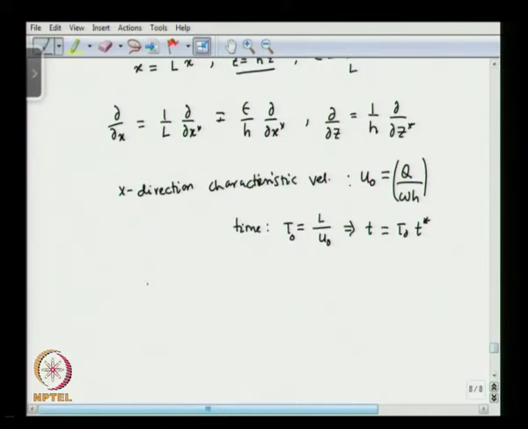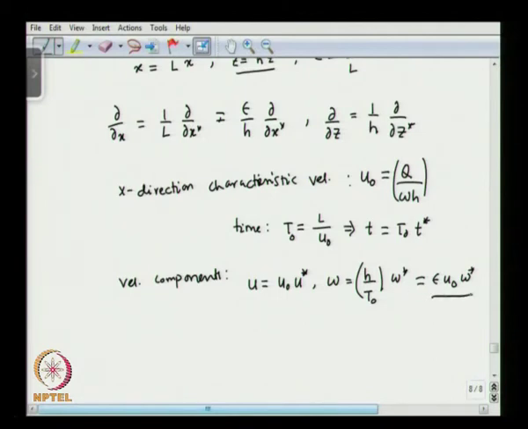Now, we can write the velocity components, u as u0 into u star, right, and you can write w will be equal to h over t0 into w star, right. So, this is u0 into u star, w equal to h over t0 into w star, which will be equal to epsilon u0 into w star. Okay. Epsilon is h over L and L over t0 is u0. So, we get epsilon u0 into w star.